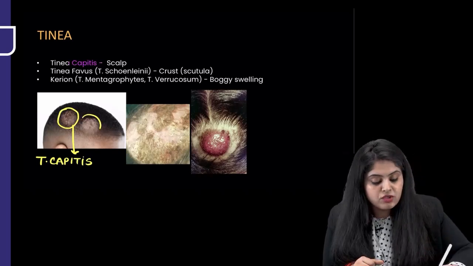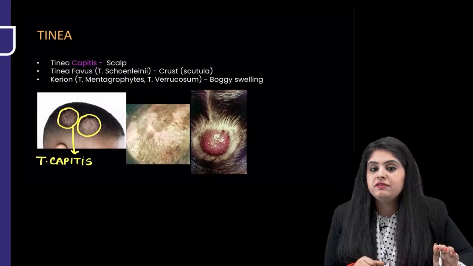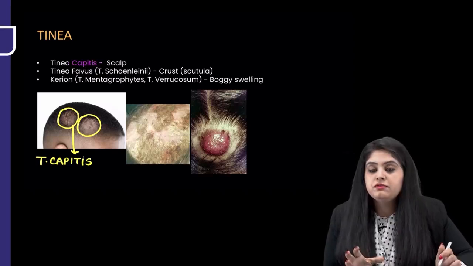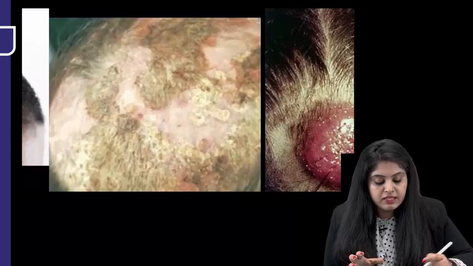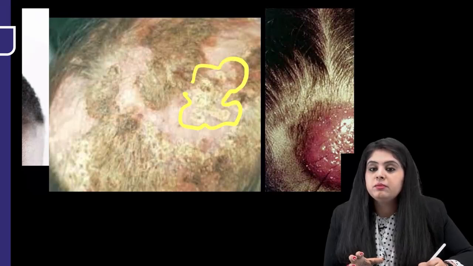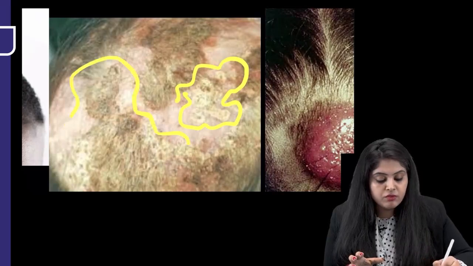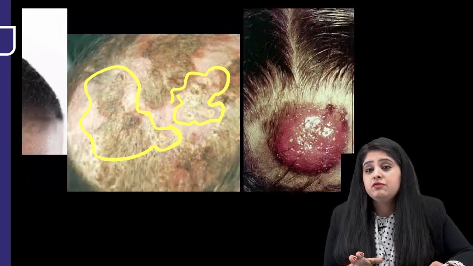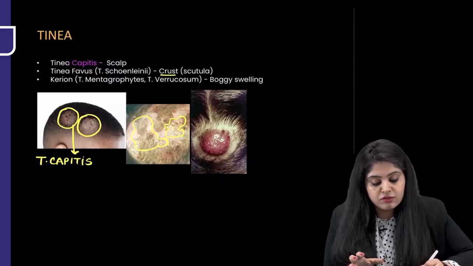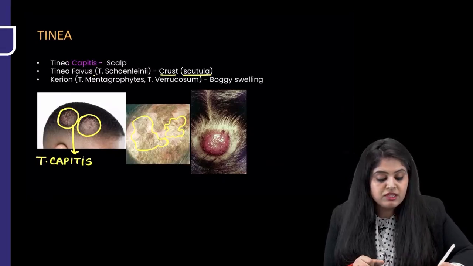Okay, you can see these patches, but suddenly on these patches, if I say that there is some crust formation, you can see if you zoom in carefully, can you see in the next picture, you're seeing some crusting over here and some crusting over here. So if you start seeing crust formation, that is known as crust or scutula. That is known as Tinea favus.